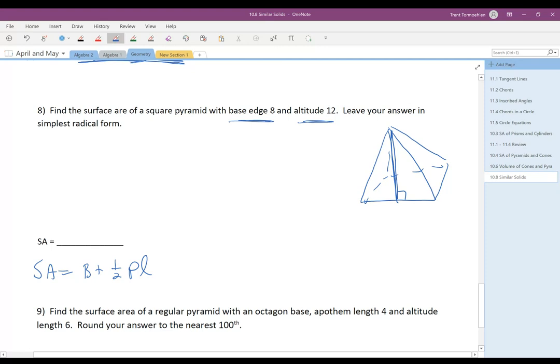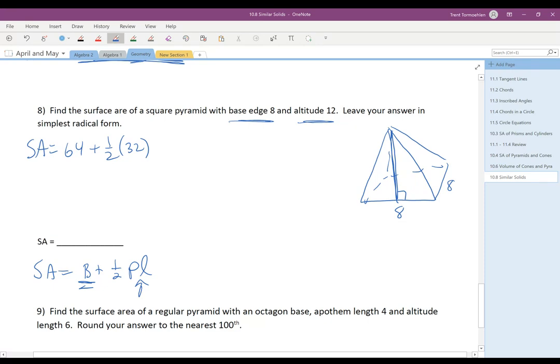Well, surface area equals, if our base edge is 8 and it's a square pyramid, that means that the base is really easy to find. It's just 64, because it's 8 times 8. It's just a square. Plus 1/2 times the perimeter. Well, the perimeter of a square is really easy. It's just 32. So the only thing challenging on this problem is finding out what L is.